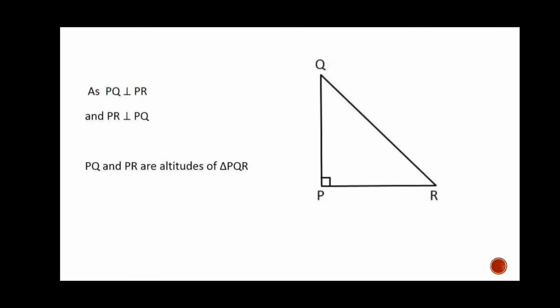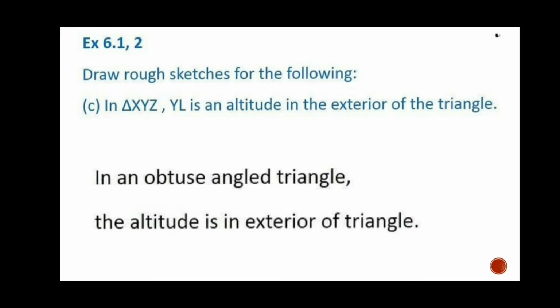So like this we will draw the right angle triangle where PR and PQ are the altitudes. If we turn this triangle, we can also see that this line PR is making a 90 degree angle to this side, and QP is also making a 90 degree angle to PR. So this will be the sketch of this triangle.